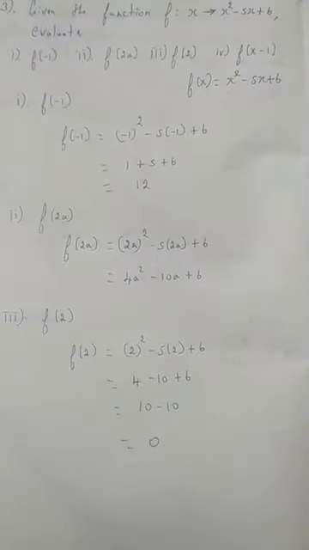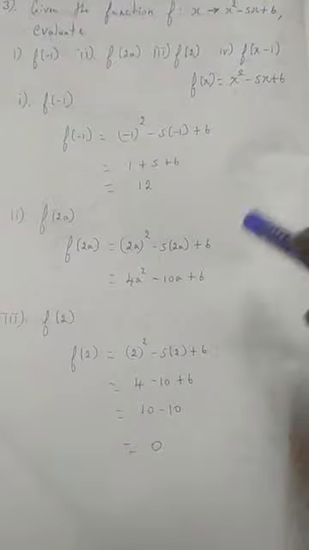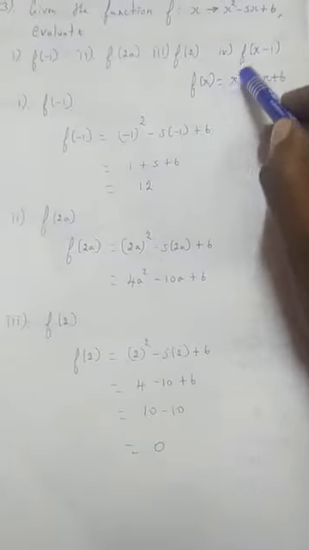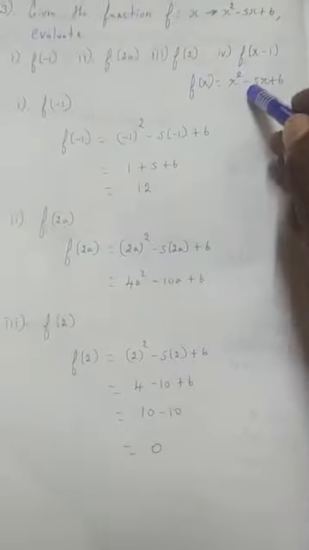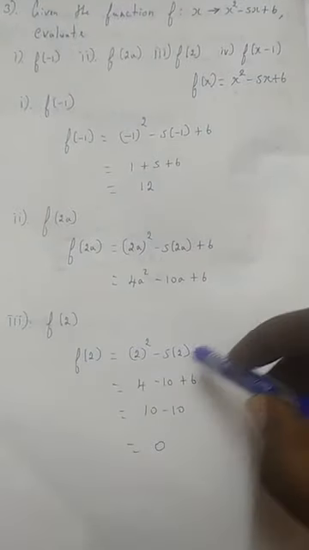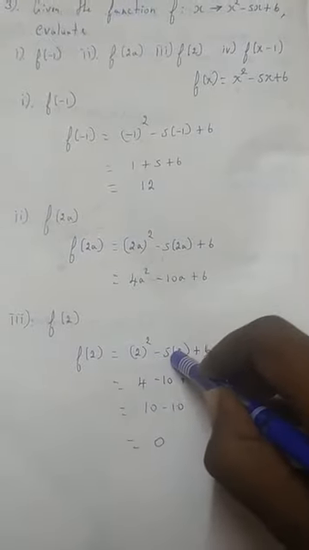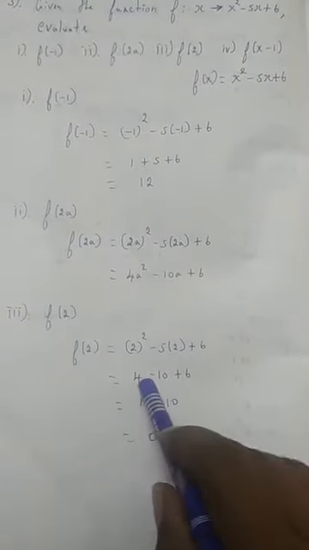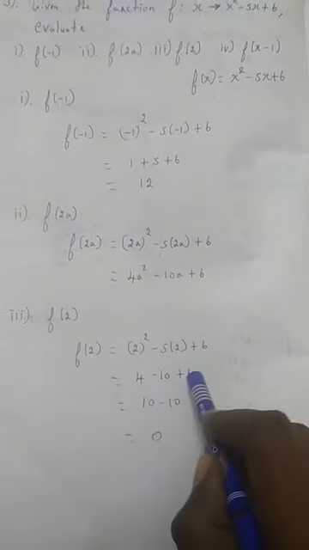And the next one is f of 2. It is nothing but we have to substitute 2 in the place of x. So here x square. So 2 whole square. Minus 5x. So minus 5 into 2 plus 6. 2 square is 4. Minus 5 into 2 is minus 10 plus 6. So 4 minus 10 plus 6.